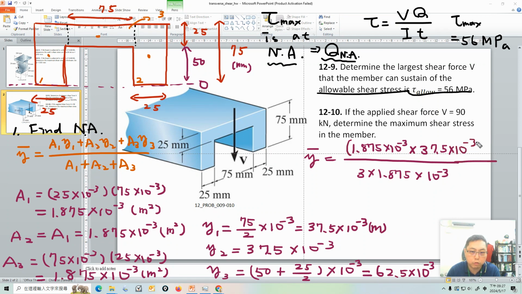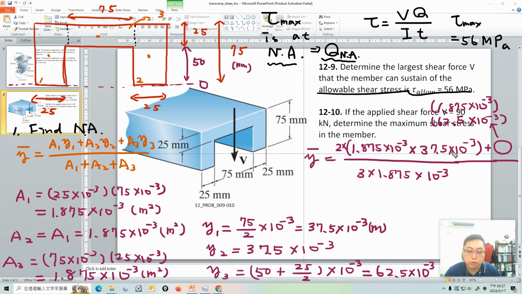Okay, and then we have 2, because I1, I2 is the same. So A1, Y1 and A2, Y2 are the same. So we just double the A1, Y1. And the final thing is A3, Y3. I don't have space, so I just put this in here. It's 1.875 times 10 to the power minus 3. And what's Y3? Y3 is 62.5 times the 10 to the power minus 3.